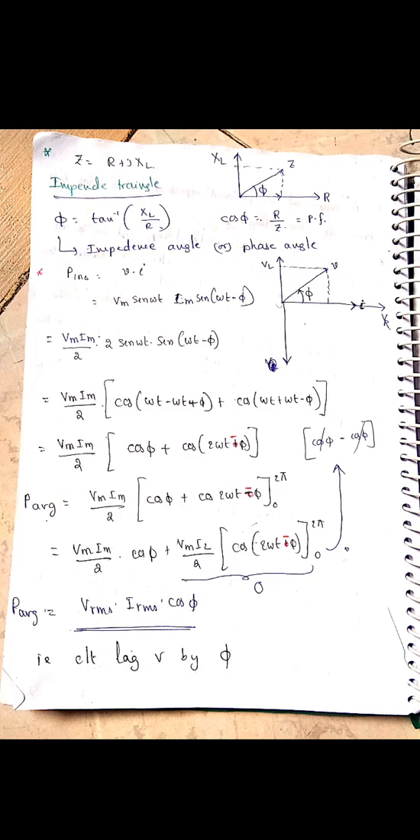Now we have to calculate average power. If we want to calculate average power per cycle, average power is Vm Im by 2 into 2 sin omega t into sin(omega t minus phi). After simplifying and applying limits, since we are calculating per cycle, 0 to pi, we get the expression for power as Vrms Irms into cos phi.